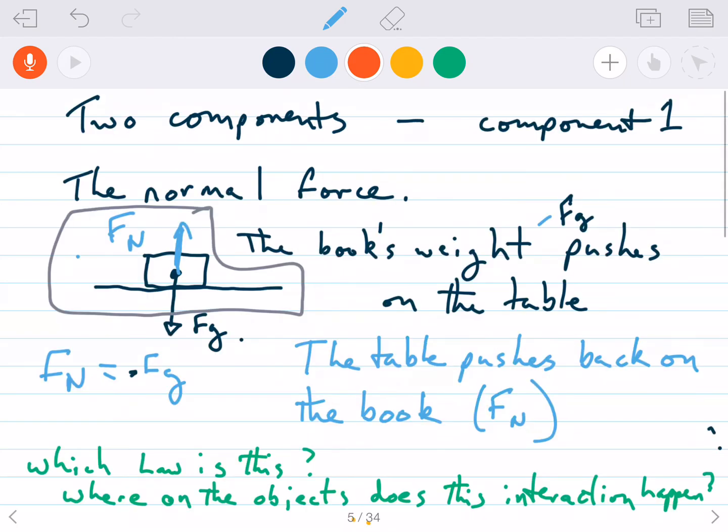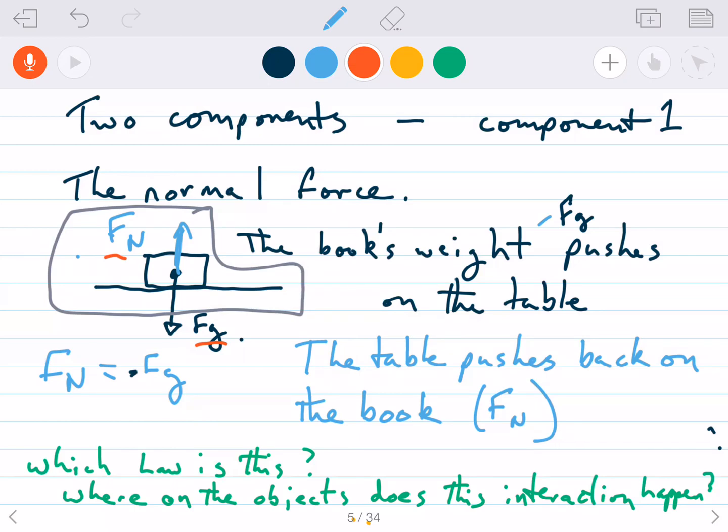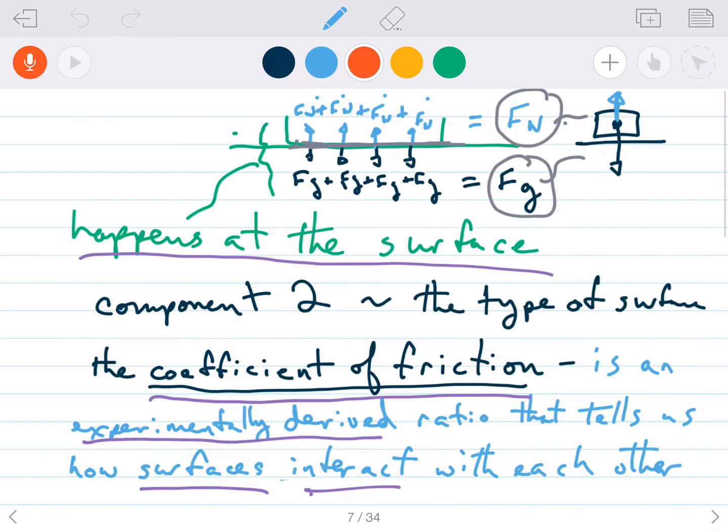We're going to talk about the normal force, but right here we have the force of gravity pulling the book down. Then we have the table pushing back on the book, and that's the normal force. So it's the force of gravity and the normal force that holds these two surfaces together as they slide across one another. The book's weight, the force of gravity, pushes on the table. The table pushes back on the book, and that's the normal force. Which of Newton's three laws is that? It's Newton's third law, and then where does that force happen? It happens at the surface. So we're all interested in what's going on at the surface.